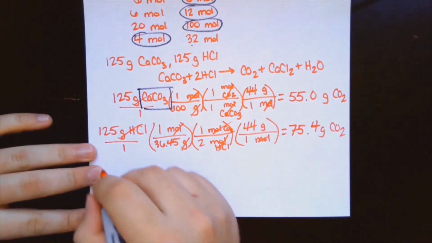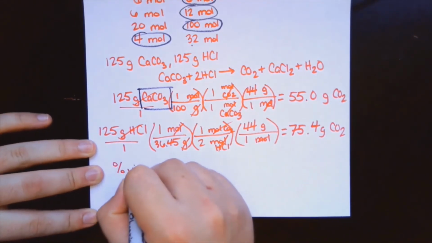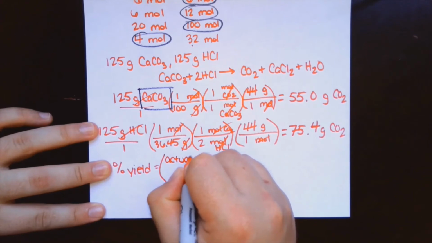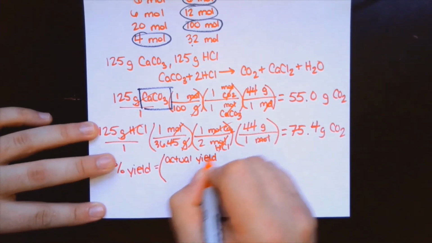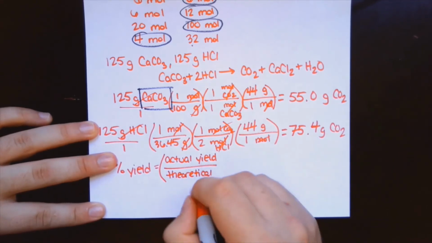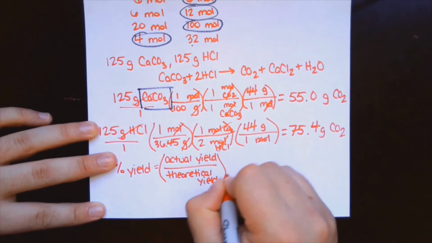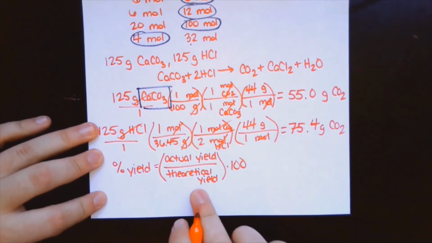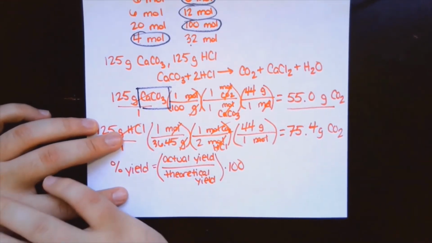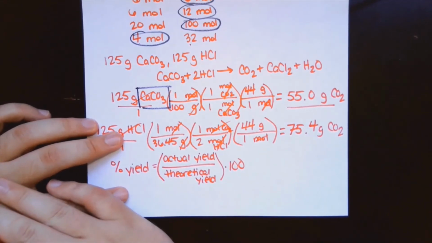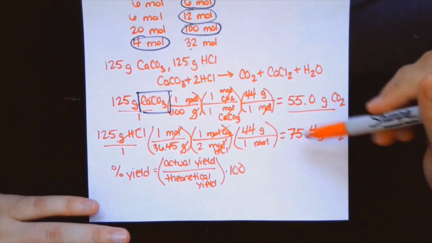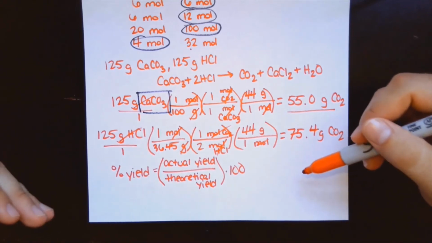So percent yield is calculated as follows. It's the actual yield over the theoretical yield, and then you multiply that by 100 to get it into percent. So the theoretical yield, that is what we just calculated. The theoretical yield is the mass we get from our limiting reagent. And that's why figuring out the limiting reagent this way is nice, because it saves you a calculation that you'd have to do down the road anyway.